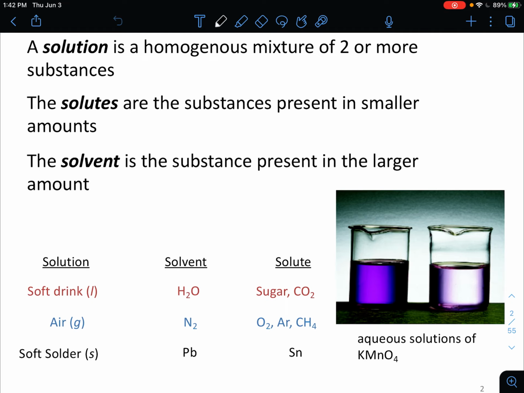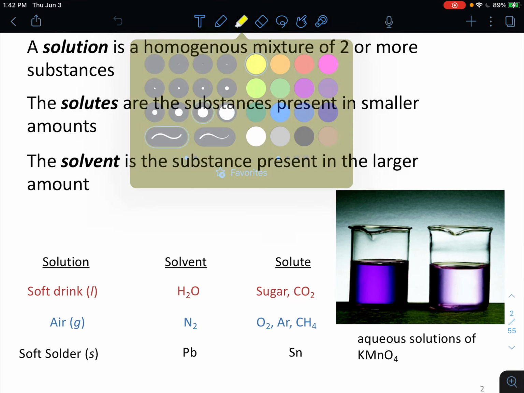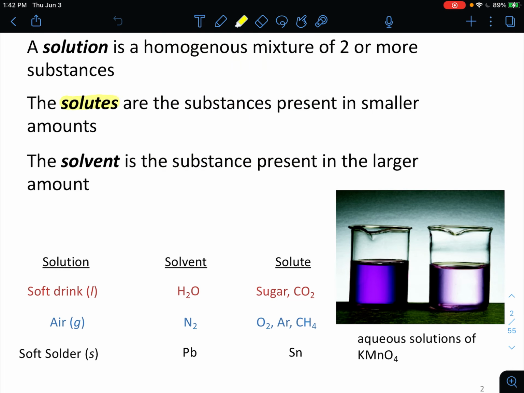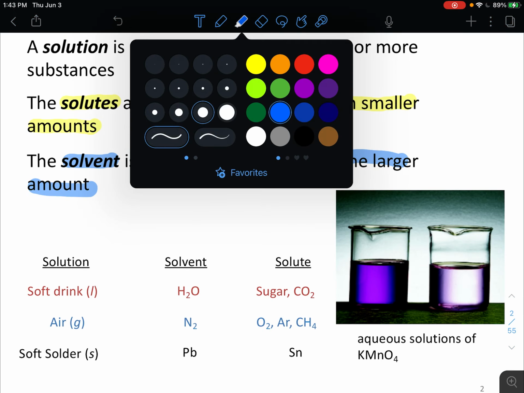Then, as we think about what's going on in our solution, there's really two types of components we can observe when we're looking at a solution. So we have the solutes, which to be a solute, it's just a component that is present in a smaller amount compared to the solvent, that's the substance present in the largest amount. So any solution is going to have one solvent, but theoretically there could be multiple solutes just depending on how many components there are in your homogeneous mixture. So down below there are just some examples of that.